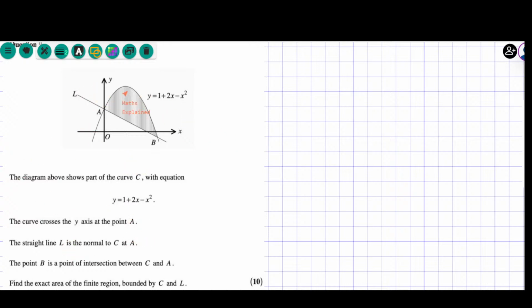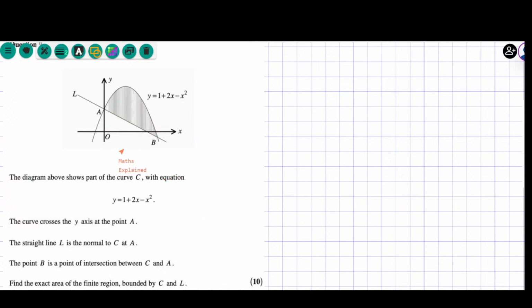Okay, so it says the diagram above shows a part of the curve C with equation y equals 1 plus 2x take x squared. The curve crosses the y-axis at A. The straight line L is normal to C at A. The point B is a point of intersection between C and L. Find the exact area of the finite region bounded by C and L. So we have this quadratic and a line, and we're looking for the shaded region.